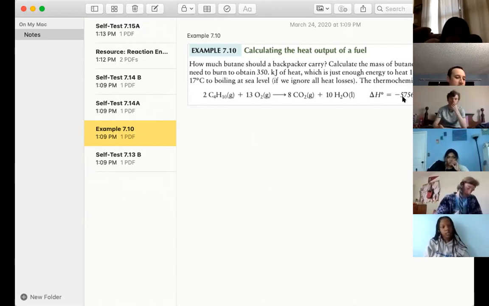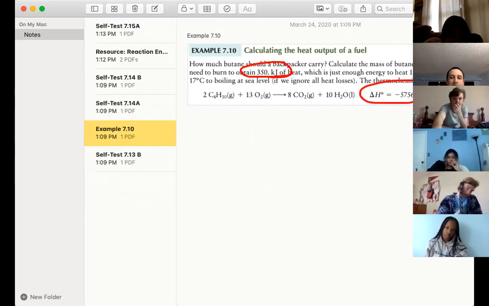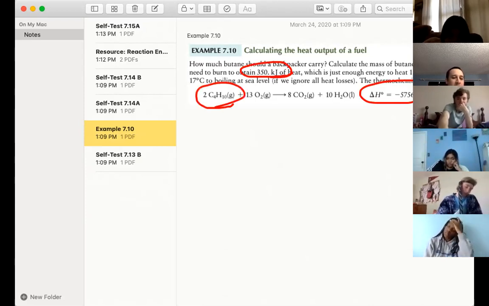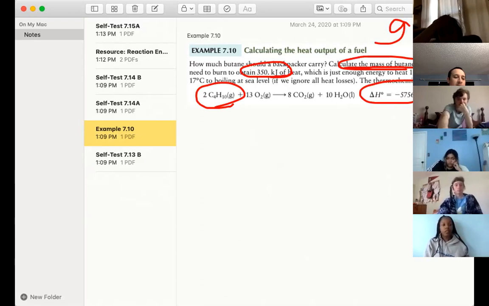Okay, so what's going on here? We want to obtain 350 kilojoules of heat, right? And this reaction puts out negative 5,756 kilojoules of heat. So our real question is how many moles of butane are we going to have to burn? Or what it actually says is the mass of butane in grams. So we're looking for a gram amount. We want to know how many grams, right?